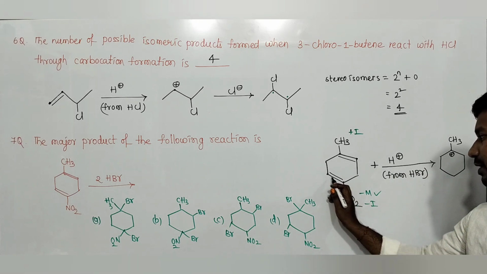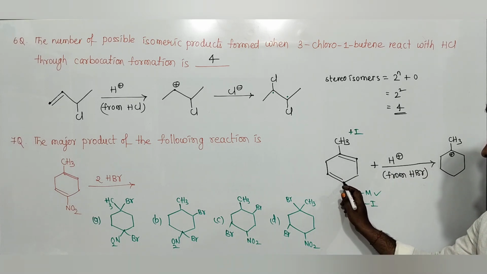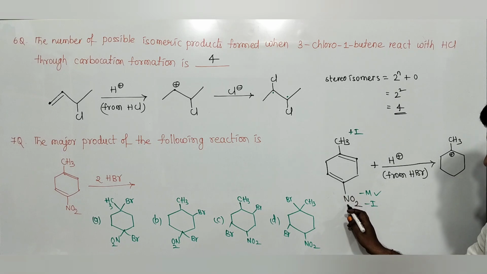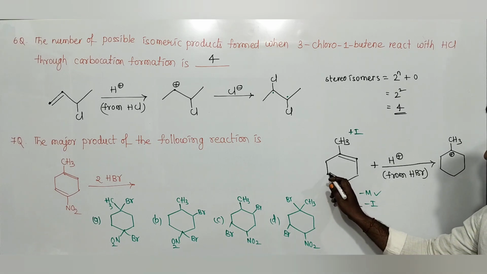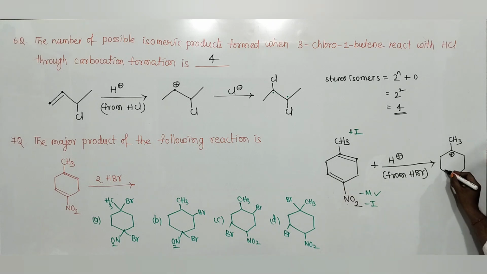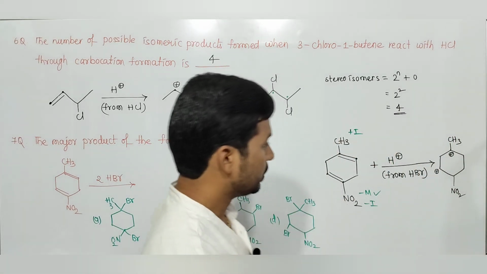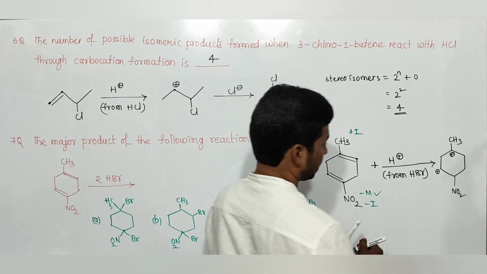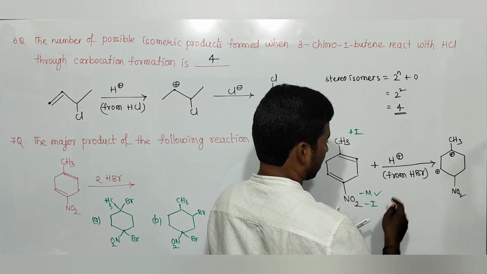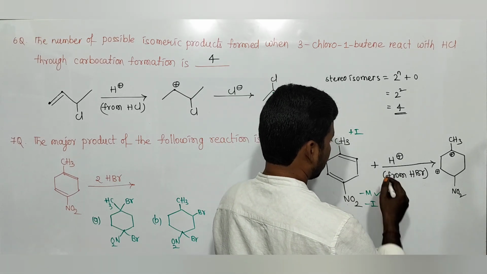If hydrogen is added here, this becomes positive. Positive charge is destabilized by the minus M and minus I groups. So here the positive charge is less stable. Here the positive charge is more stable. That's why hydrogen addition takes place here. So after that, addition of Br minus, addition of 2 Br minus. Here 2 H plus from 2 HBr. How many H plus added?